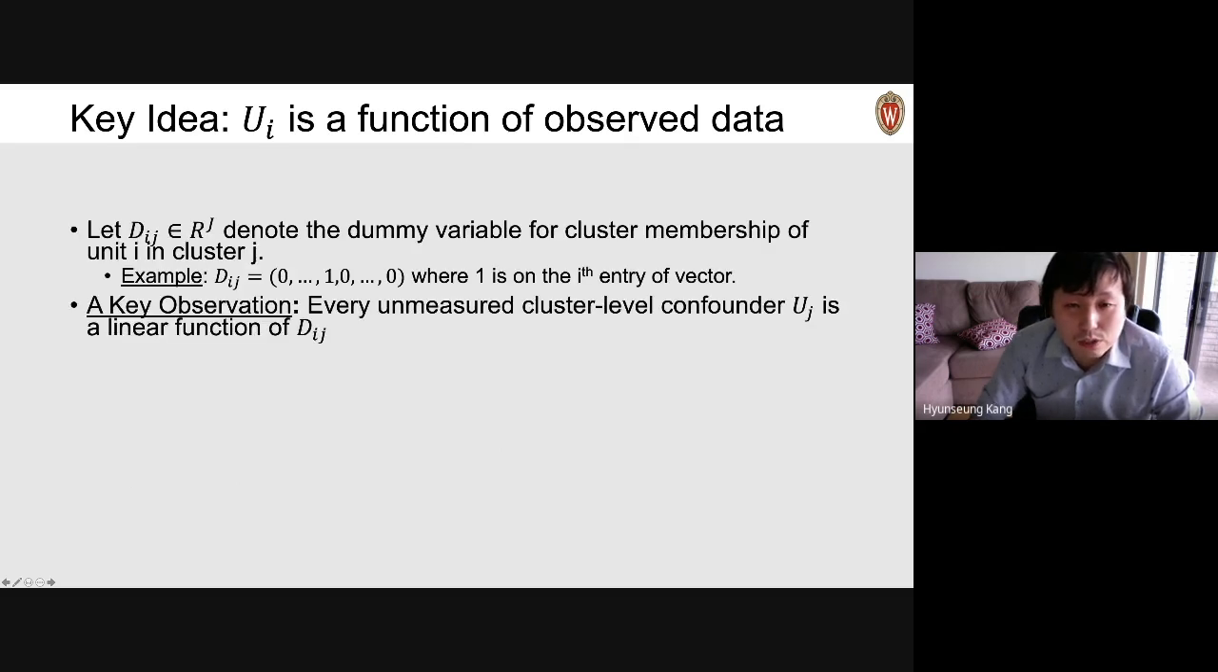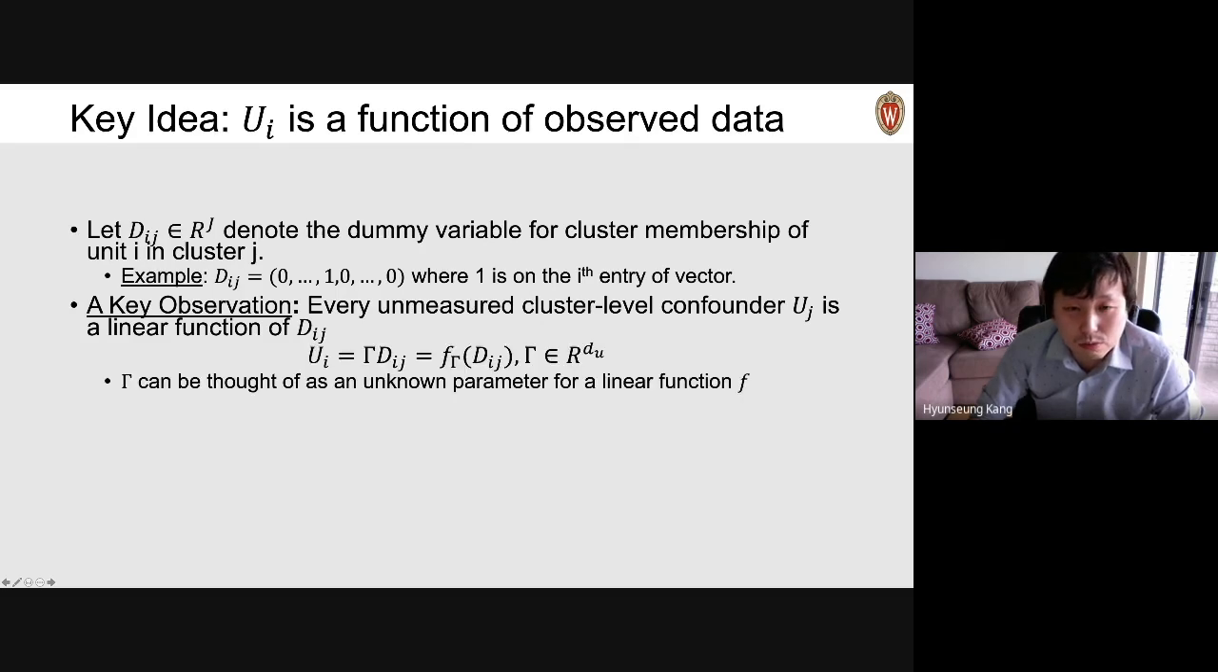The key observation here is that every unmeasured confounder, U_j, can be written as a linear function of d_ij. What I mean by this is that every unmeasured cluster-level variable is essentially just a linear functional of d_ij multiplied by this gamma. Gamma is unknown, and hence we don't know what this U_ij is. But the key property is that there's a linear relationship governed by some unknown parameter gamma.